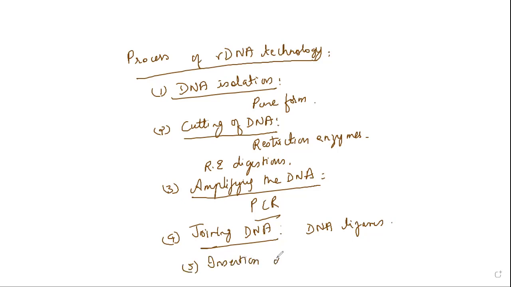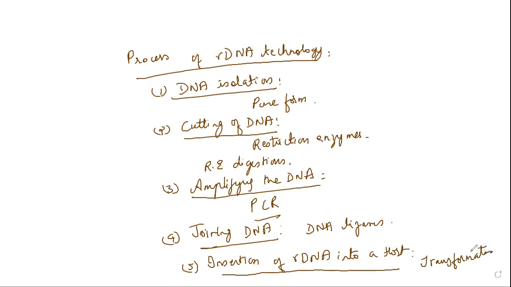Then the last step we have is insertion of rDNA into the host, whichever host is required. Here, rDNA is added to the recipient host cell, and the entire process is called transformation. Post insertion, the recombinant DNA multiplies and manifests as manufactured protein under favorable conditions. These are the processes involved in rDNA technology.